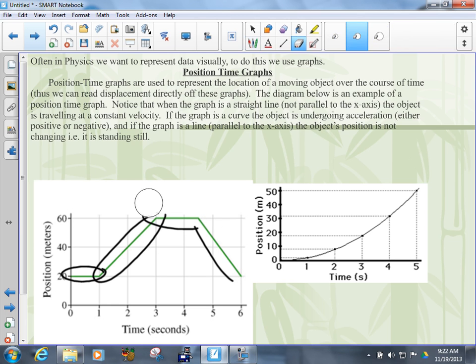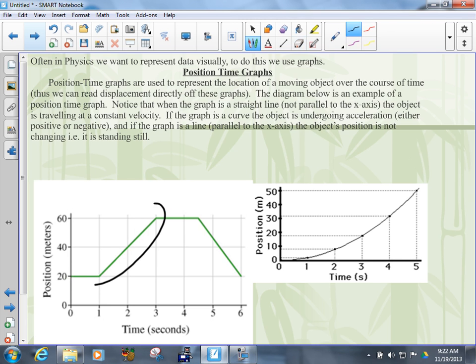Now what kind of movement happened in this section of the graph? Did it travel at a constant speed? Did it accelerate? Okay, travel at a constant speed. How do we know that? It's linear. Yeah, exactly. If we look at it, in 1 second, it went from 20 to 40. That's 20 meters. In the next second, it did exactly the same thing. In 1 second, it went from 40 to 60 meters. This is a linear thing because it is traveling at a constant speed of 20 meters per second.